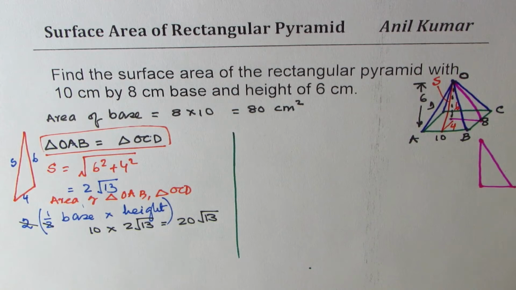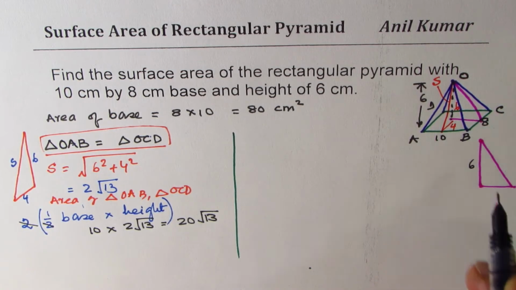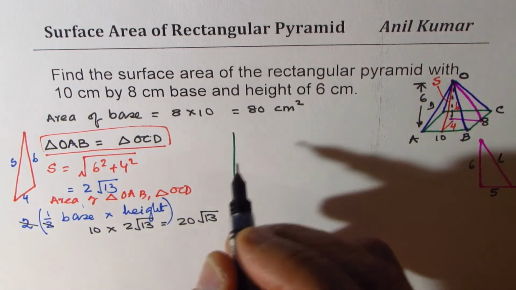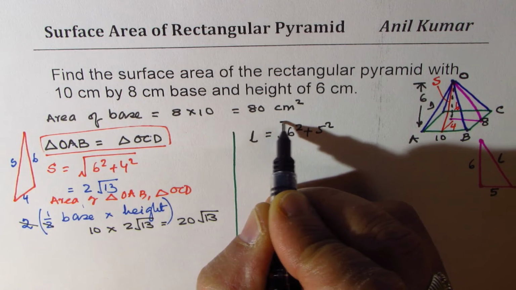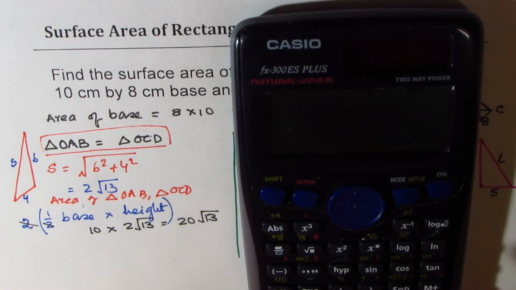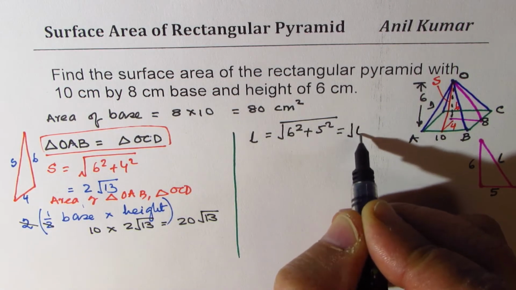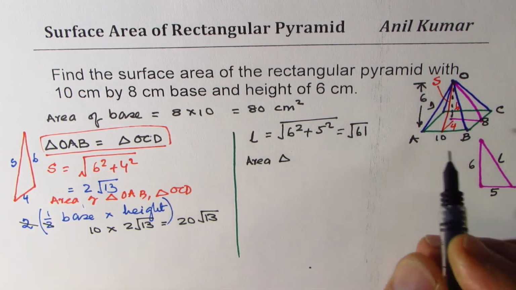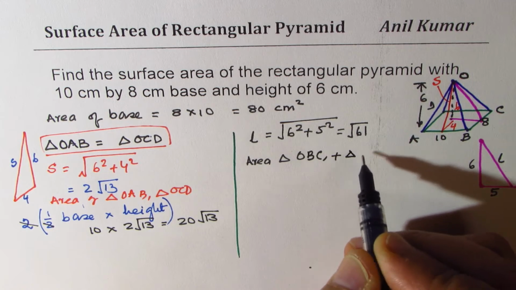So that becomes the triangle for us. It's a right triangle whose side height is 6 and this particular length is half of 10, which is 5. And we have to find this length L. So in this case, the slant length L is equal to square root of 6 square plus 5 square, right? And that gives us square root of 61. So now the area of triangle OBC plus area of triangle OAD.